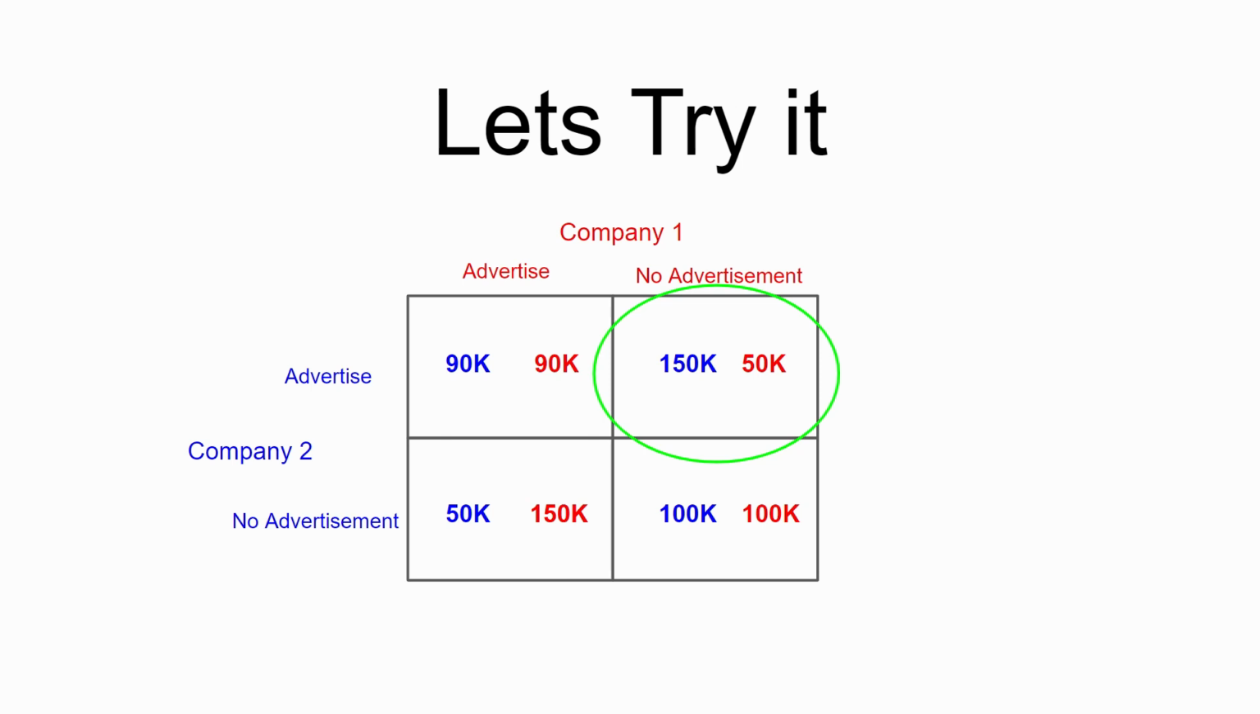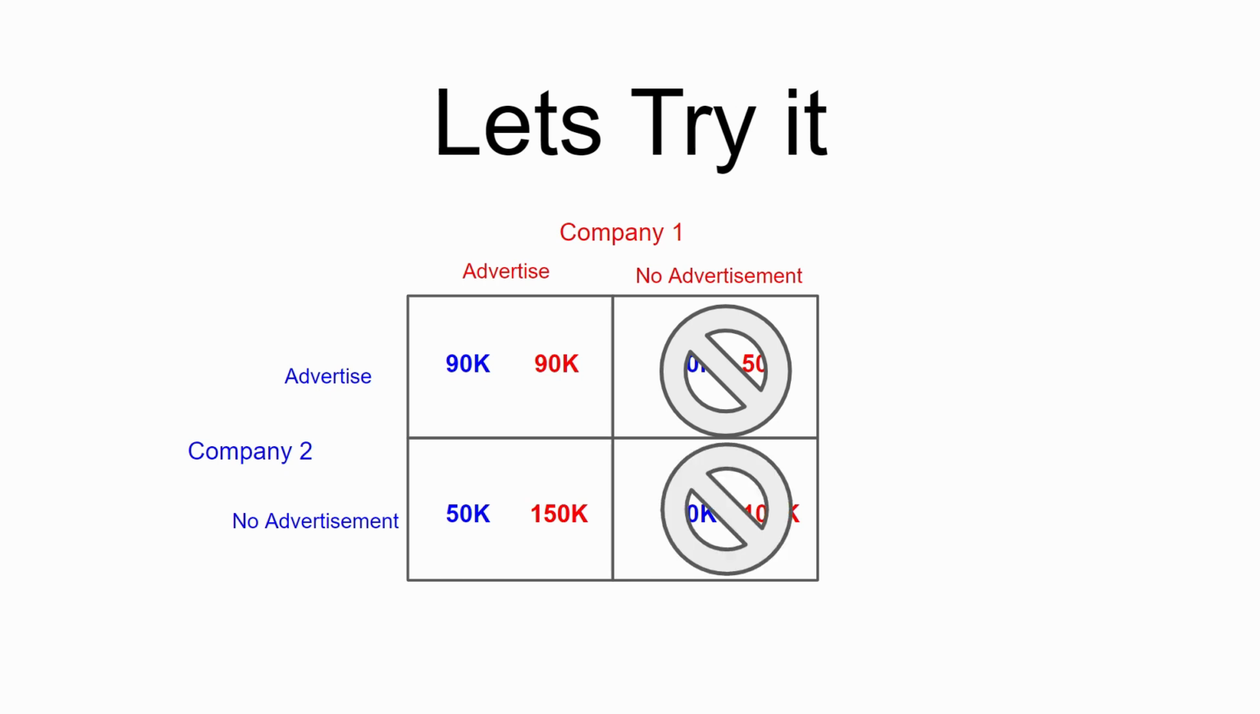Let's try it again for this green circled scenario. We're going to look from company one's point of view again. That means that company two will have to stay constant, so we cannot move vertically. This means that if company one is not advertising where company two is, and company one decides to advertise, they're going to make more money than before. So this is not a Nash equilibrium because company one will choose and benefit from changing their strategy. So we have our first two trials. Both of them are not Nash equilibrium.